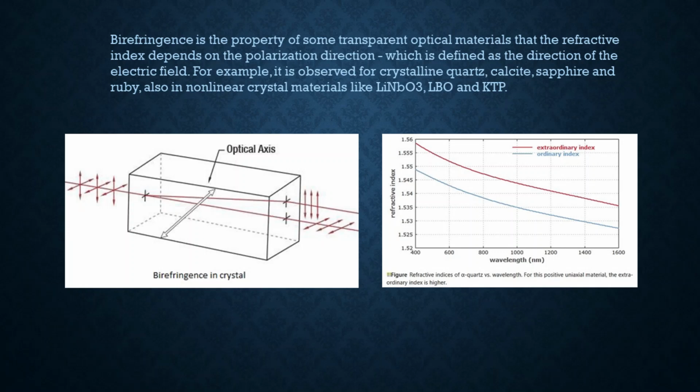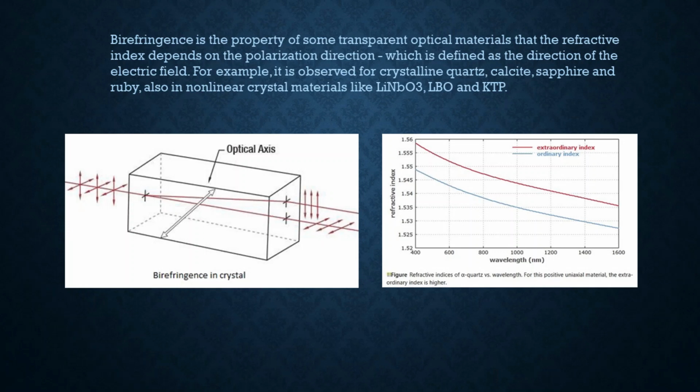So both the extraordinary ray and the ordinary ray, that is E ray and O ray, both the rays are polarized. This phenomenon is called double refraction or birefringence. So it is the property of some optical materials: the refractive index depends on the polarization direction.